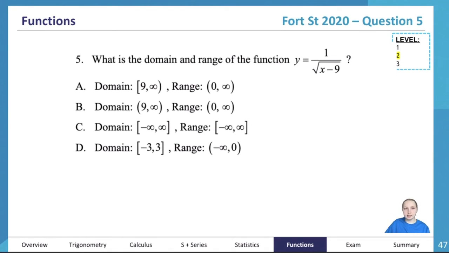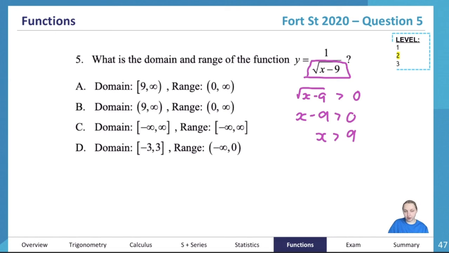Okay, and I think this is our final question for today before we talk about some exam tips. What is the domain and range of the function y equals 1 over the square root of x minus 9? So we're thinking first, this has to be greater than 0. Square root of x minus 9 must be greater than 0. So x minus 9 must be greater than 0. So x must be greater than 9. That's the only limit, so you can sort of write that as 9 to infinity.